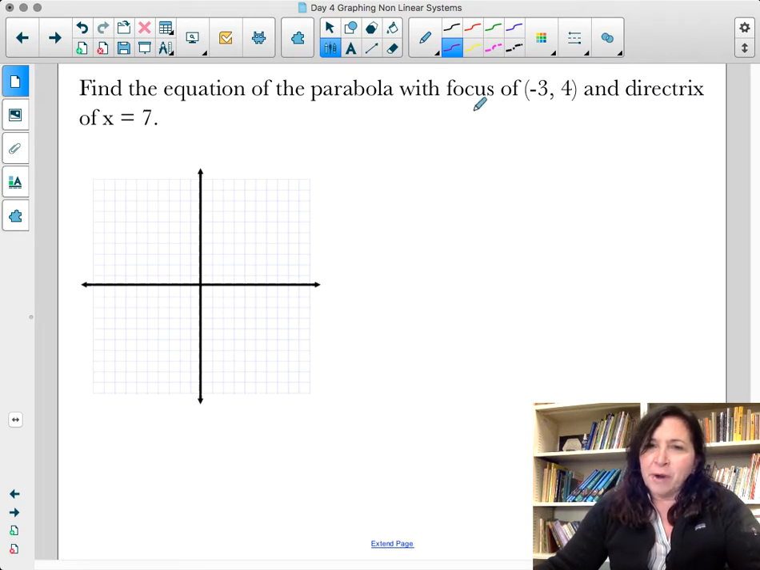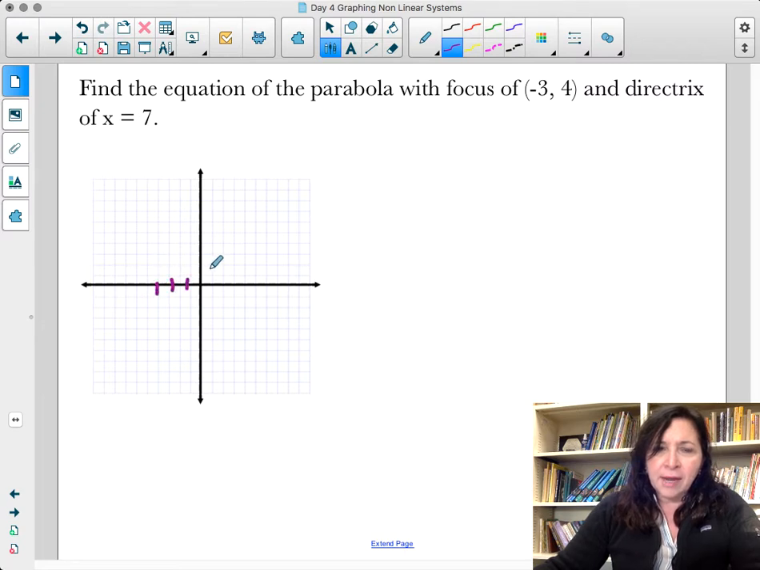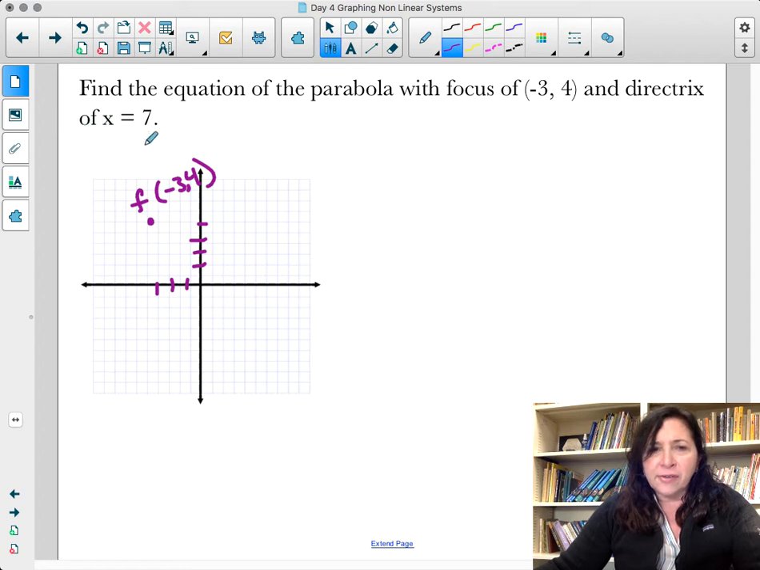Find the equation of the parabola that has this focus point, which is at negative 3. So 1, 2, 3, and then up 4: 1, 2, 3, 4. So negative 3, 4. And that's my focus point. So I'm going to put an F there, (-3, 4). And I have a directrix of x equals 7. So over here at 7, I have a directrix, meaning I have a line that goes right through there.